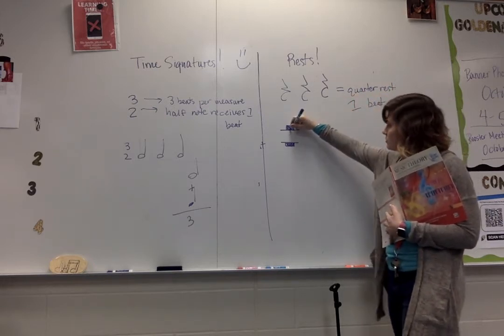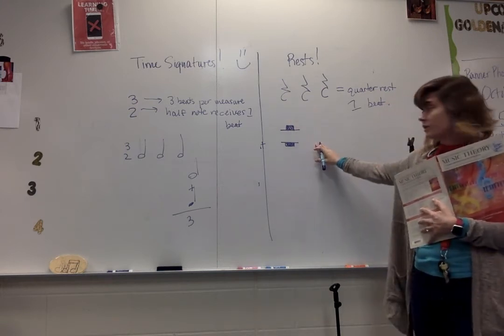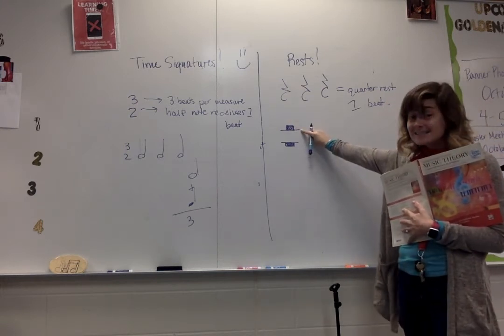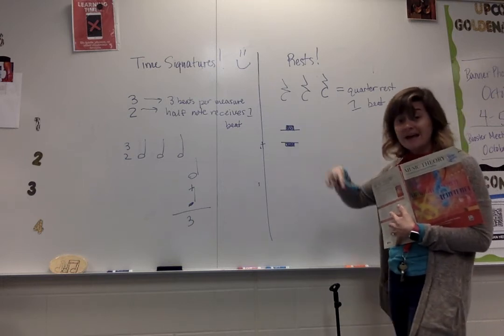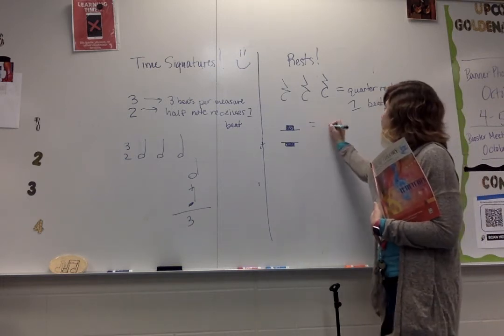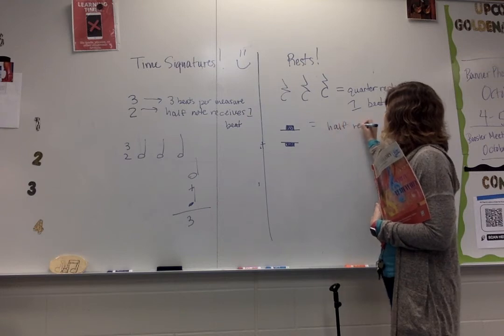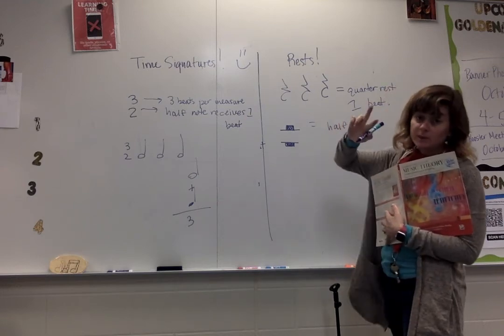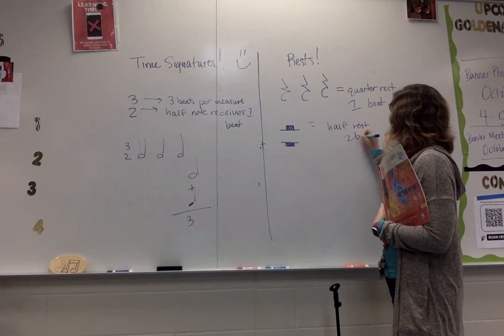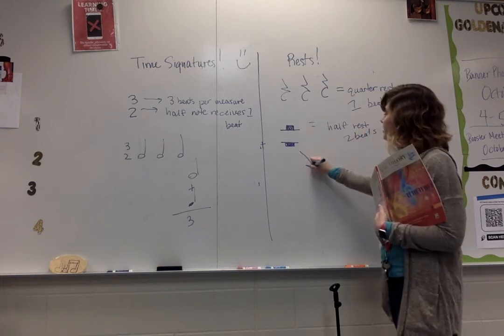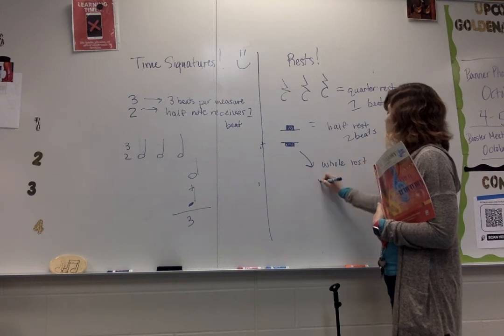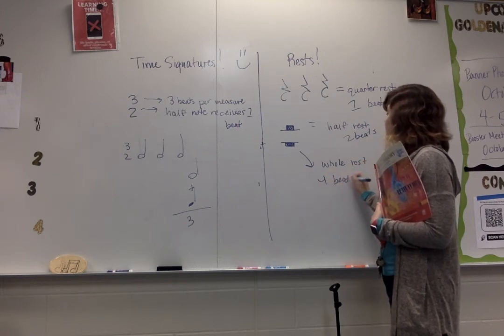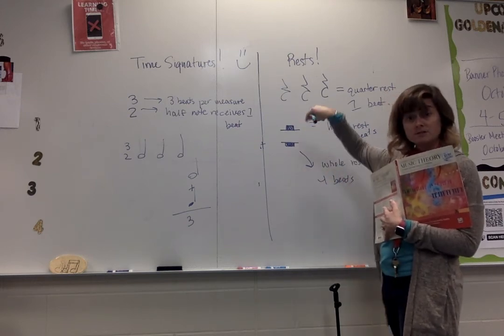All right, these two types of rests look really similar to each other. This first one looks like a hat. We call that a half rest. That's how I always remember it. It looks like a hat. It's a half rest. And that receives 2 beats. Last one we have here, this is a whole rest. And that receives 4 beats. I remember that because it looks like a hole in the ground. This looks like a hole.